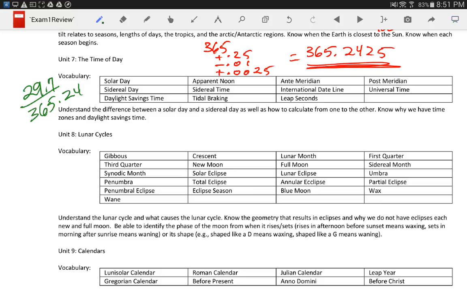Daylight savings time was started for World War factory. Yeah, it's funny that when you read about it, most times people give Benjamin Franklin credit for daylight savings time, but apparently that's inaccurate.